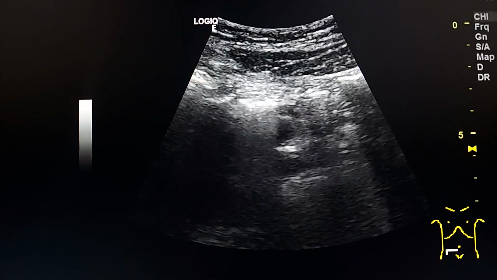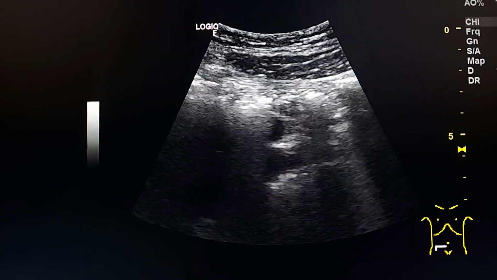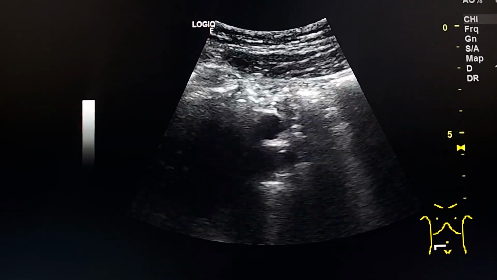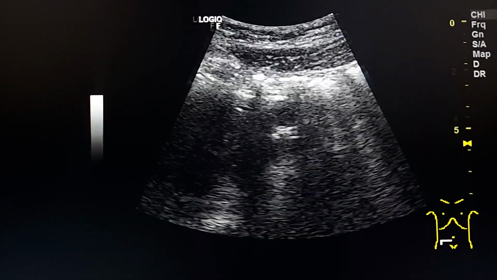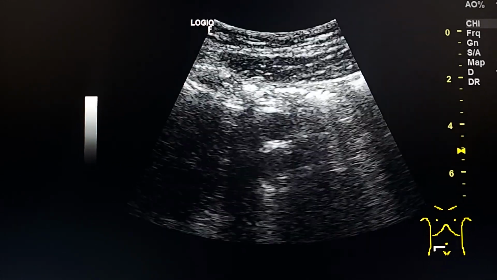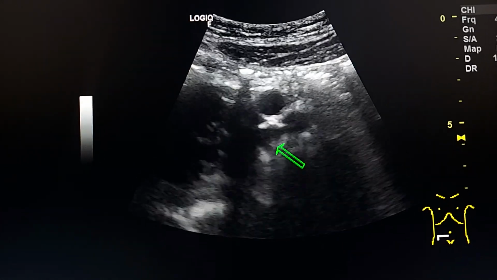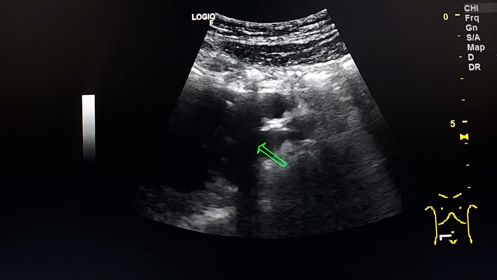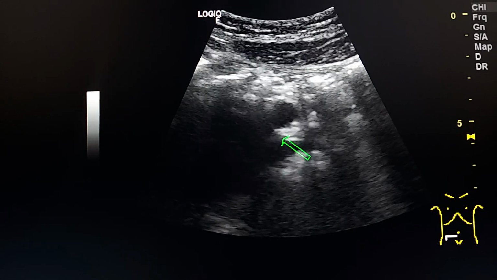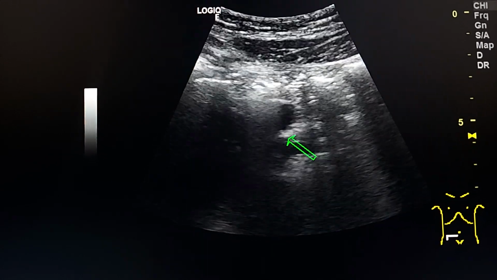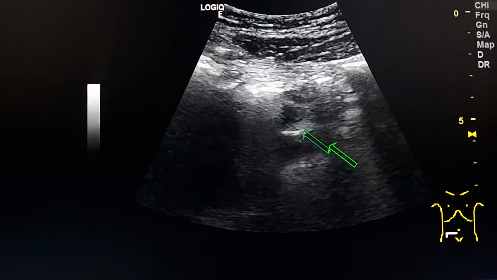We can differentiate between the artery and the vein when we push and see how the iliac vein is collapsible by pushing. This is the iliac vein. We see how it is collapsing when we push by the transducer on this area.